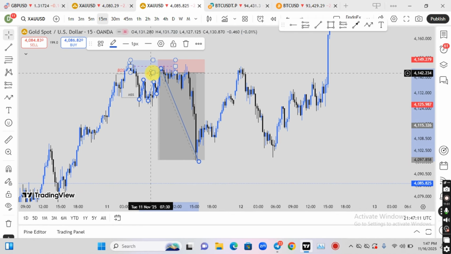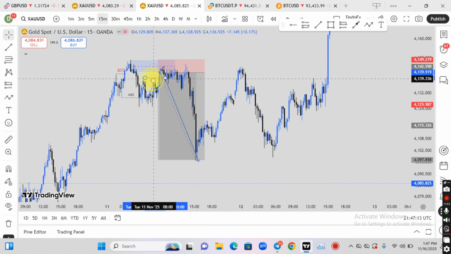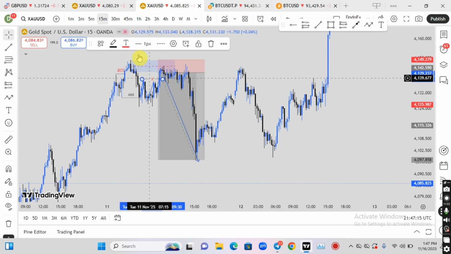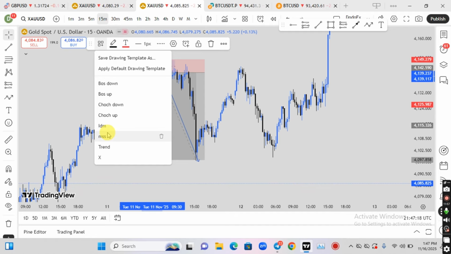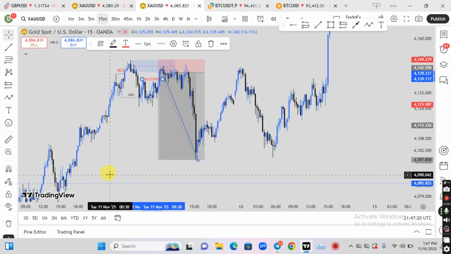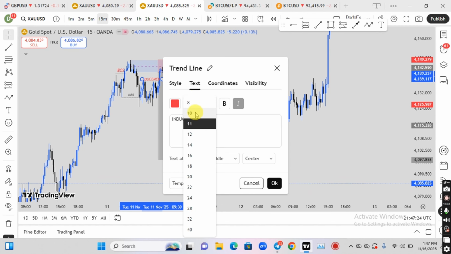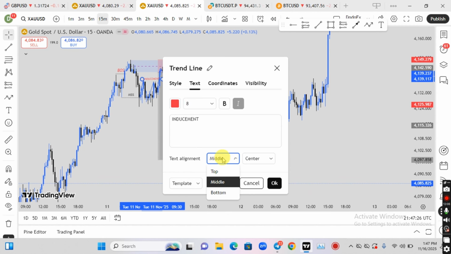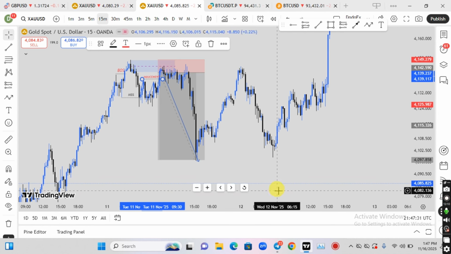So here can be my inducement. Here is my inducement, IDM. Understand? Here is my IDM. Let me reduce the size here, maybe 8, then top, and let me make it bold so you guys can see it very well.